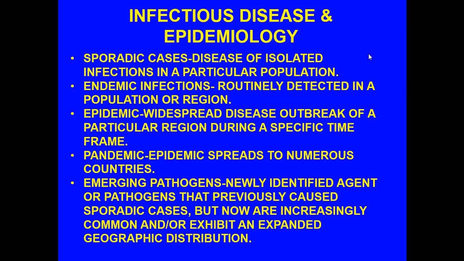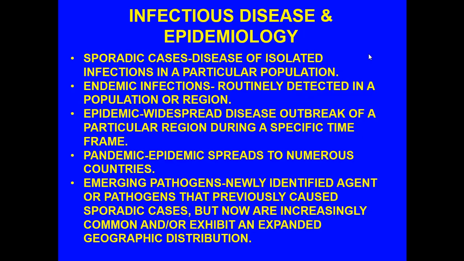If you started seeing this in Alaska, that would be room for concern. Now, an epidemic is a widespread disease outbreak of a particular region during a specific time frame. An example of an epidemic might be the outbreak of Nipah virus, which has a 40% mortality rate, in Malaysia, all right? And that was quite significant. So you would have it spread throughout the population. Once individuals started getting infected, they would basically spread it to others.